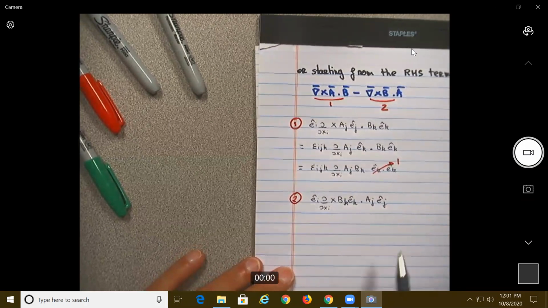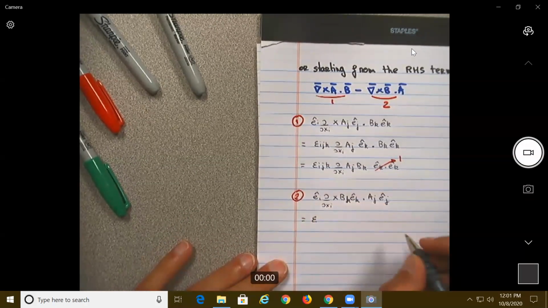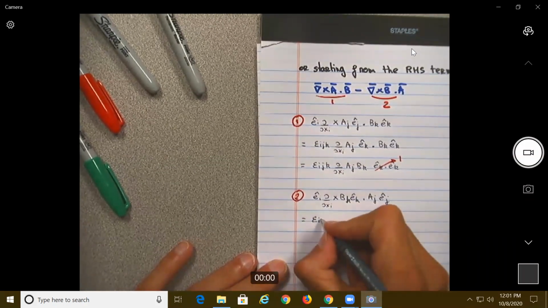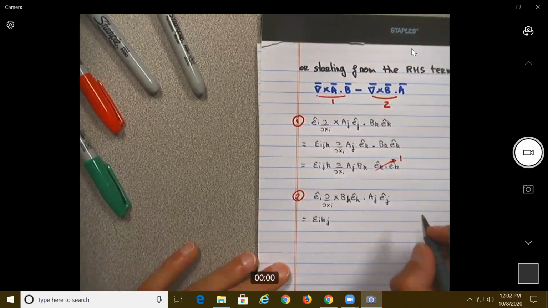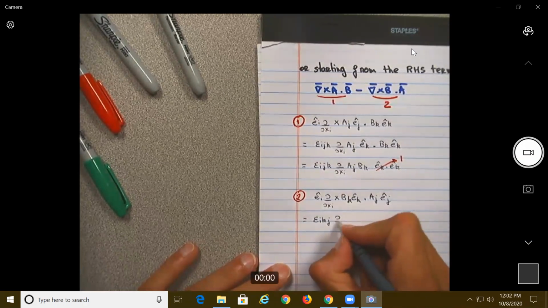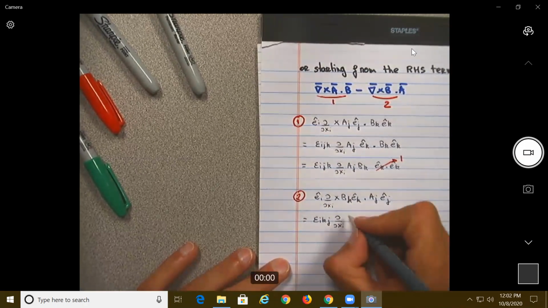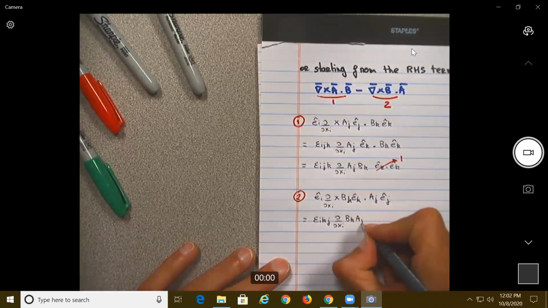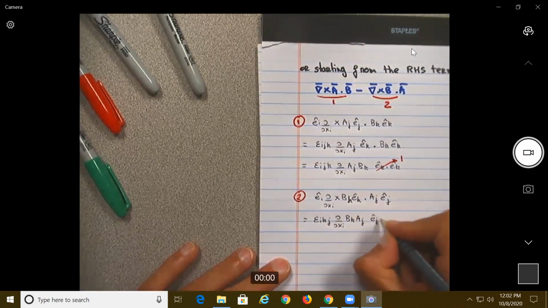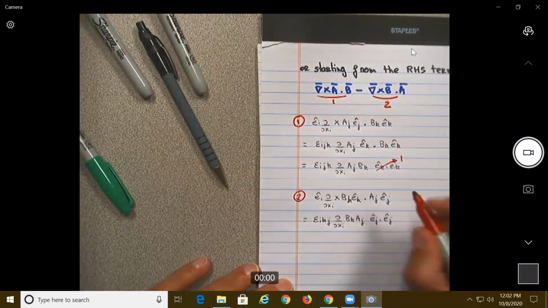So I have this. So basically, if we first do the cross product, we're going to get epsilon_ikj, which is the change of the order. And then you have partial x_i, B_k, A_j, and again here you will have the e_j dot e_j, no? Which is 1.